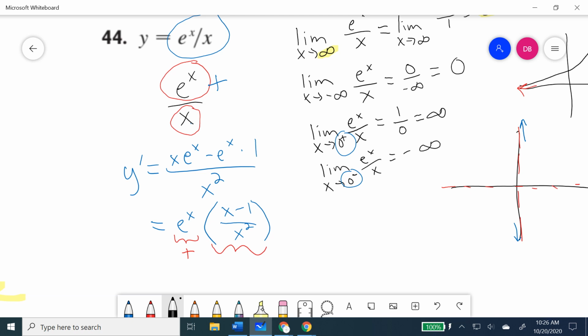I'm going to make a number line chart for y prime. 0 and 1 are the critical numbers. However, we do see that 0 is actually undefined, so it cannot be a relative minimum or a relative maximum. And then, another thing that'll save me time. My denominator is x squared, always positive. Now I'm just going to say what makes x minus 1 positive versus negative.